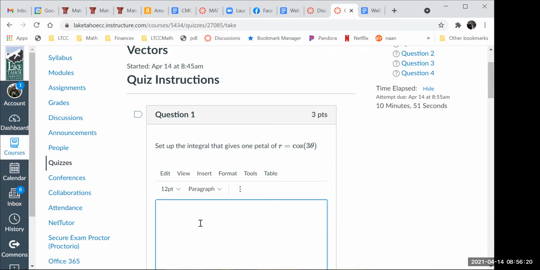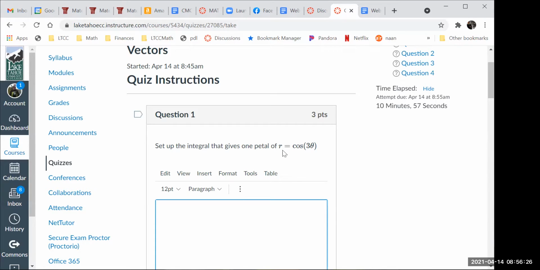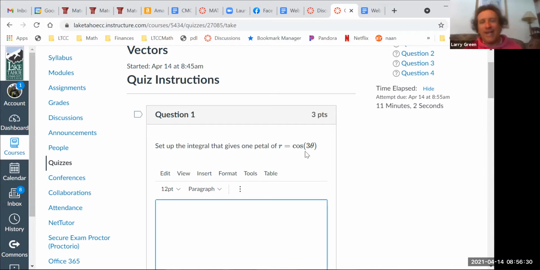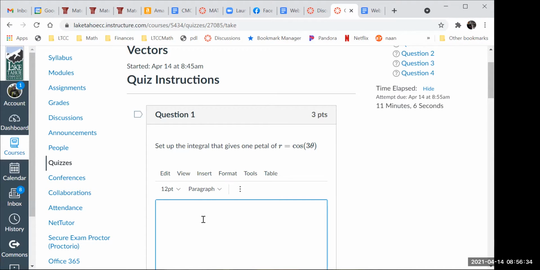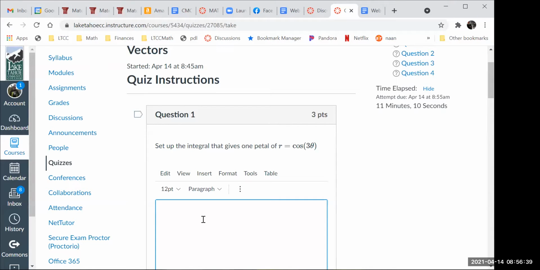So we want r to be equal to 0, not theta equals 0. The whole thing, cosine 3 theta equals 0. So it's where r equals 0. Yeah, because where r equals 0, it's the origin, and that's where the petals meet. R is a lot easier to explain, isn't it?